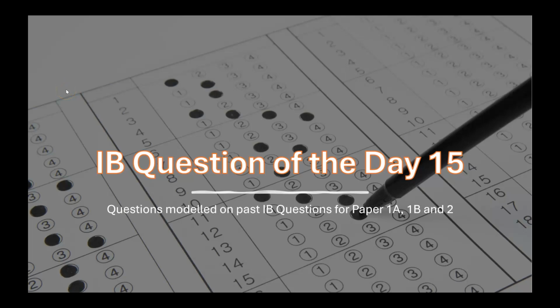G'day chemists. So today we are going to have a look at an IB question from paper 1A. That means it's a multiple choice question, and we're going to be looking at oxidation numbers.